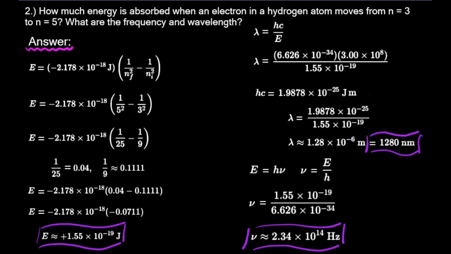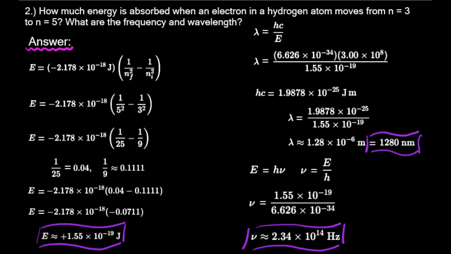Here's the solution to number 2. Let's walk through how to solve this problem step by step. We're looking at an electron in a hydrogen atom that moves from n equals 3 to n equals 5. Since the electron is moving to a higher energy level, this is an absorption process, meaning energy is being absorbed. So we should expect a positive value for energy.